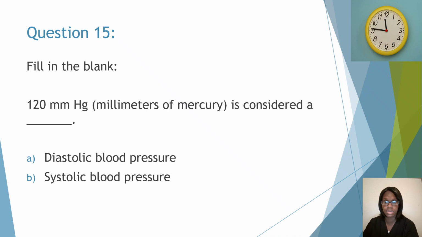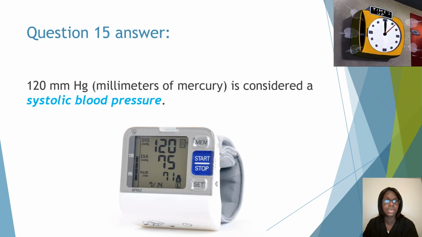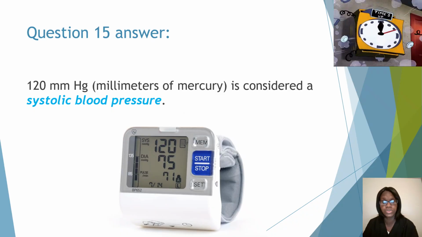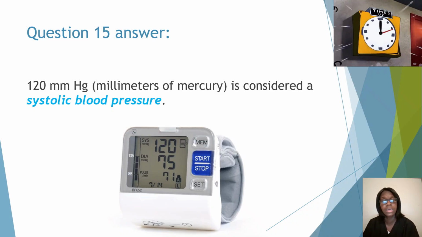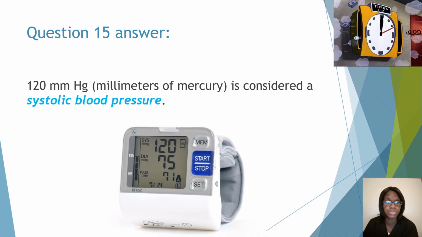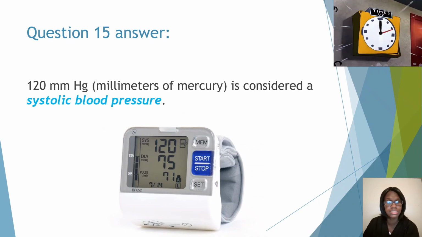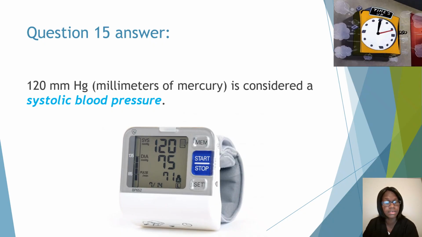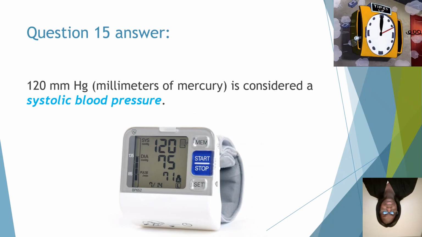All right, the correct answer is systolic blood pressure. So as you can see, 120 millimeters of mercury is the top number for this blood pressure monitor, and then the bottom number, which is 75, that's the diastolic number. You have your pulse rate, which is the 71 number.